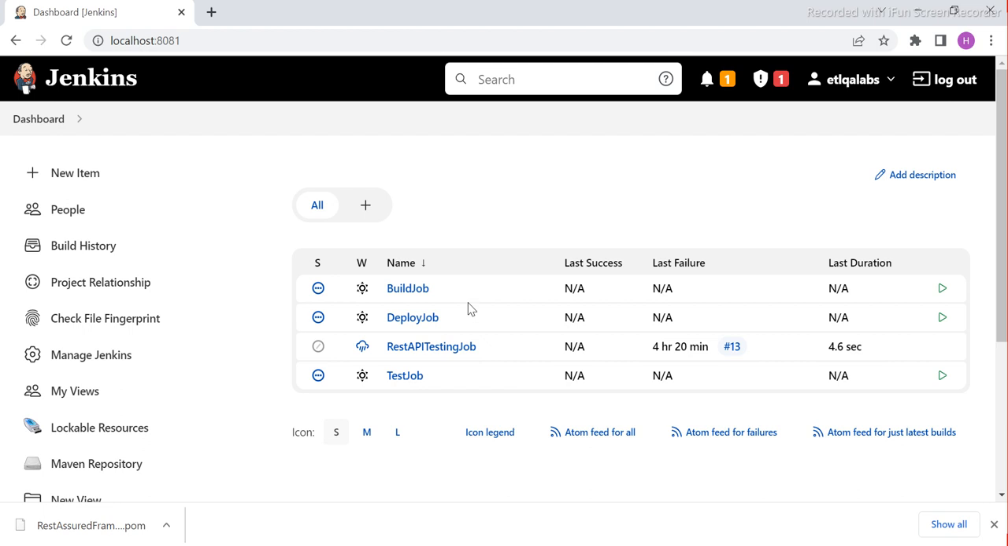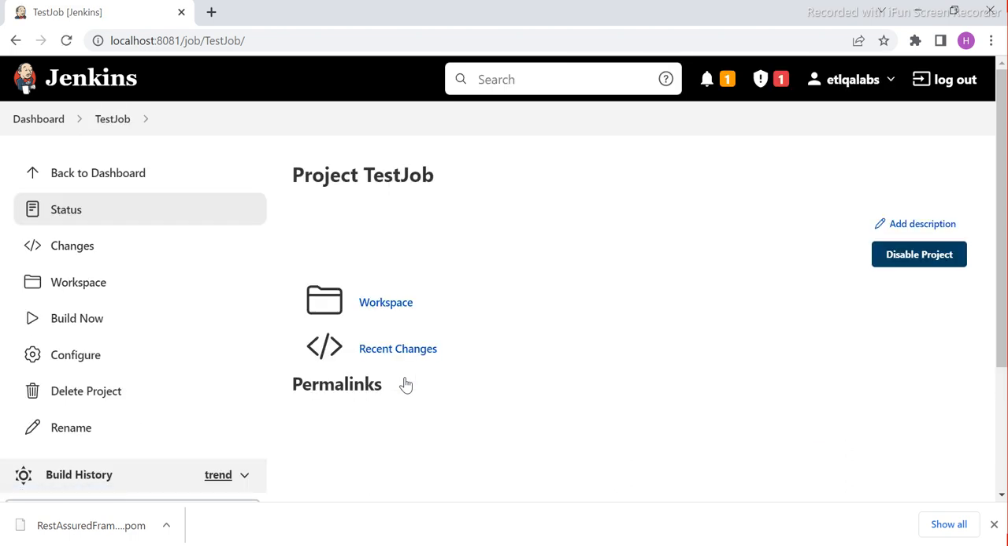All right, guys. Now you see I have created one, two, three jobs, right? Now, I want to make sure that if my build job is successful, then only my test job should start, and once my test job is completed, then only my deploy job should start. I want to make a dependency in the Jenkins jobs, right? So the test should only begin after that. So I went to the test job.